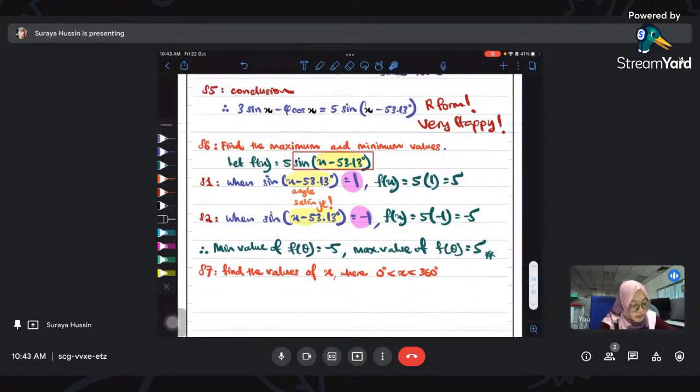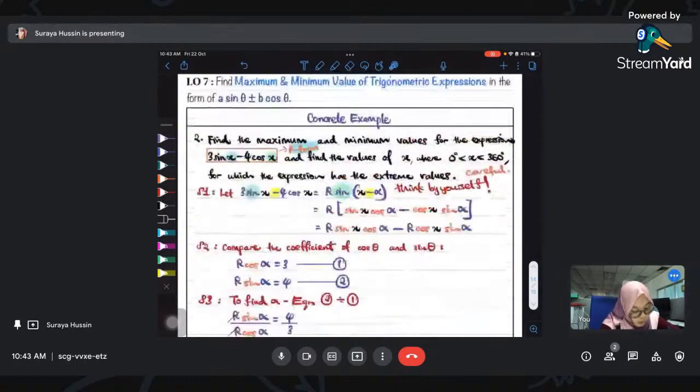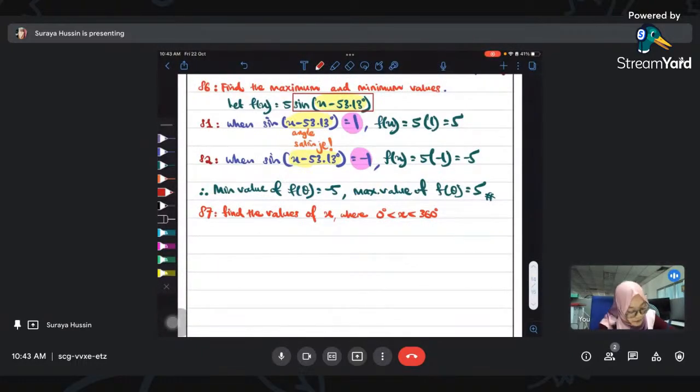Now, dia tak habis. Dia kata dalam soalan, kamu jangan lupa ya, kita tak habis jawab lagi. Find the value of x pula. Dia nak cari value of x pula. So step 7, find the values of x, where this is given to you. Okay, this is the angle. So kalau nak cari values of x ni kan, basically values of angles lah.